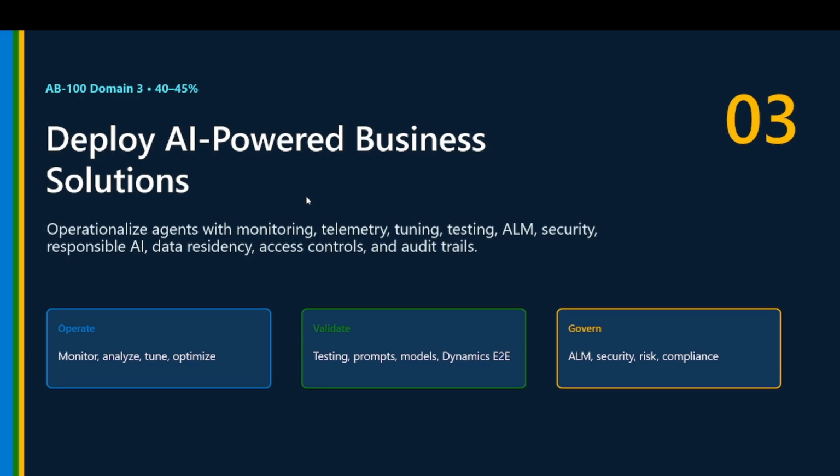So we have looked at design, planning, designing, and this is deployment, which is the third part, and this is the part that carries the most in the examination. So what we've been discussing is operate, validate, and govern. And presently we are in ALM, application lifecycle management. That was what we discussed in the previous slide, and then we'll continue with the remaining on this slide.